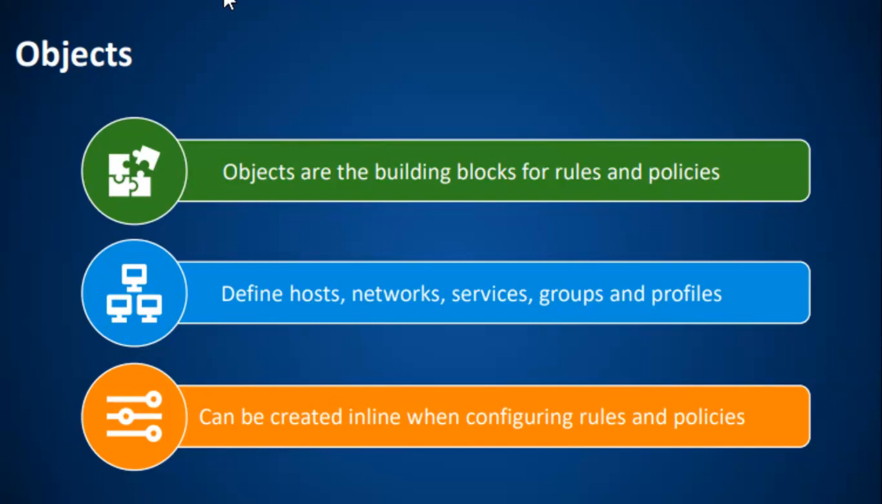So what are objects here? In terms of theory, objects are the building blocks for rules and policies. So we'll use those objects in our rules and policies. We'll define a host. Let's say we have one system with IP 172.16.16.100. We'll create that particular host, and we can use those objects under rules and policies. Similarly, we can create network objects.